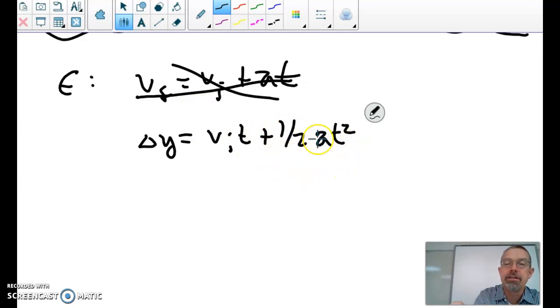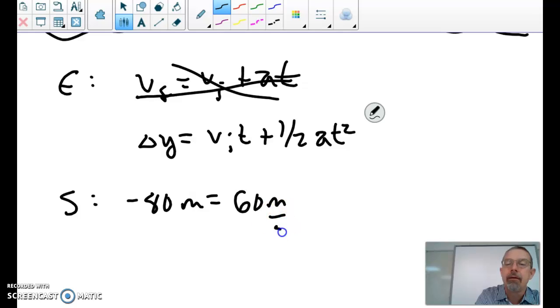I could rearrange it for now, but we're going to see here the fact that I have a t and a t squared, and t is what I'm looking for. We're going to have to employ the quadratic equation. So my delta y ends up being a negative 80 meters. My v_i t is 60 meters per second times time. And I'm going to lump this together: 1/2 times negative 9.8 is minus 4.9 meters per second squared t squared.